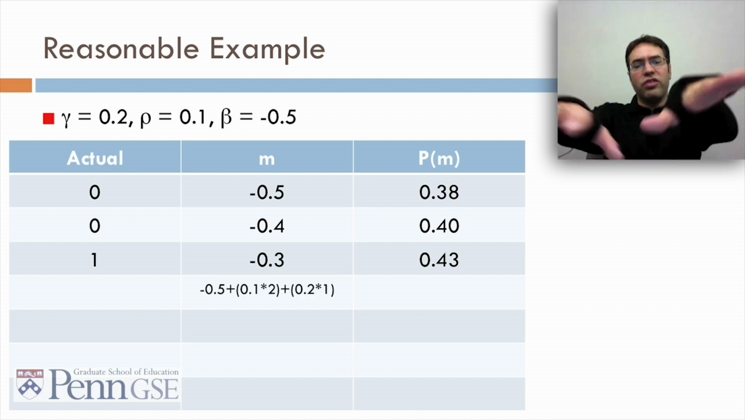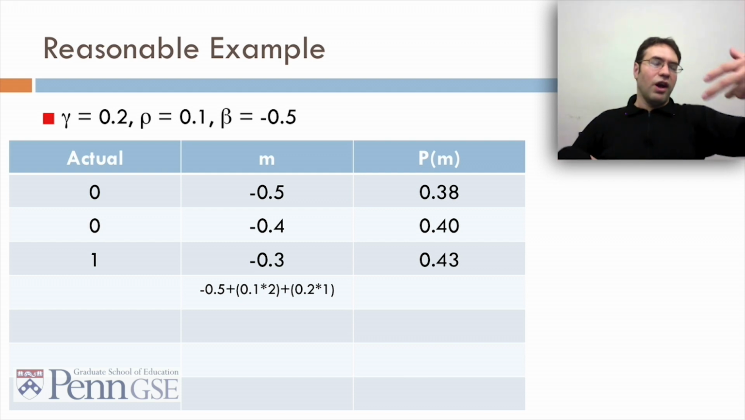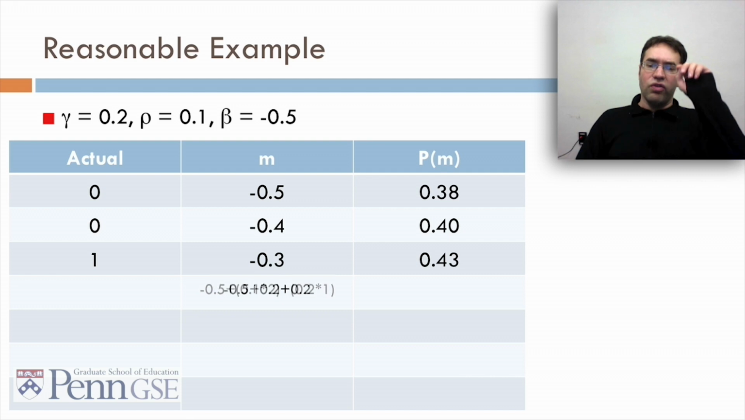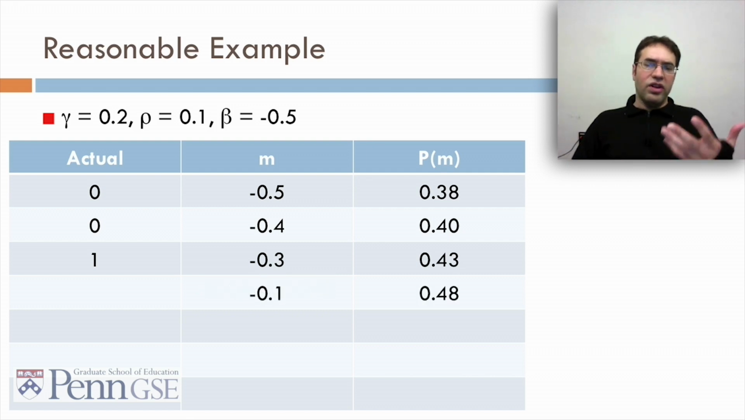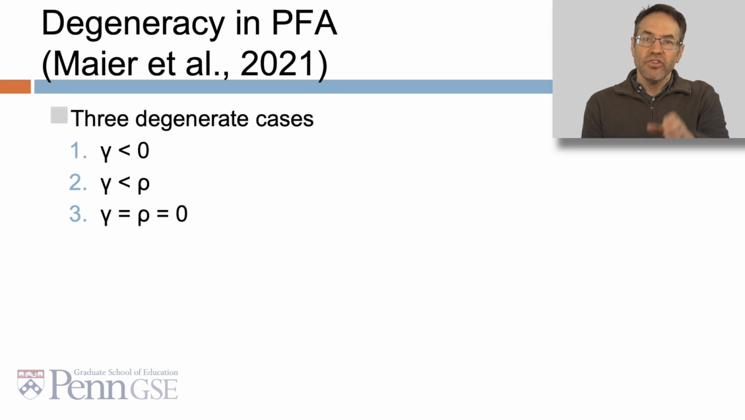So now the function is just a little more complex. It's negative 0.5, the beta, plus 2 failures, 1 success, which gives us a probability of m of 0.48. And you can see it's kind of just going up over time. Now, as in BKT, PFA can have degenerate models.